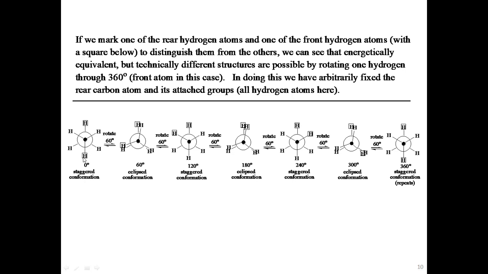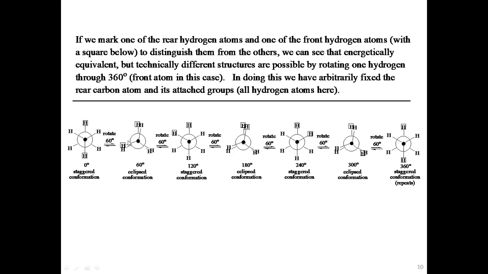So start off here with a square on the bottom in the front, and a square hydrogen in the back. And then I'm going to rotate this front guy through 360 degrees all the way down the line. I'm going to get a lot of repeats, okay, because they're all hydrogen. So first I have staggered, 0 degree rotation, but then I'm going to rotate 60. Okay, so I rotate 60, I come to an eclipse conformation from the staggered.